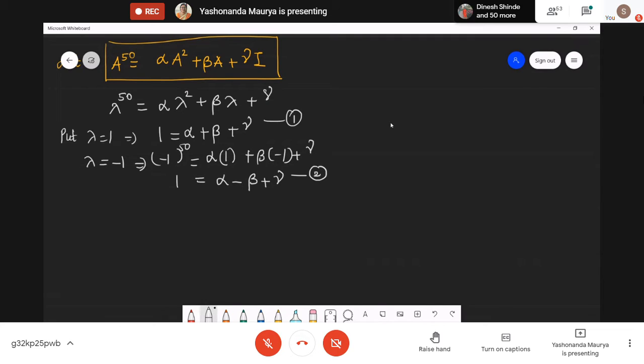So what we'll do is, suppose I'm calling this as A, not A, the matrix we have denoted by A. Let me call this as a statement, let me call this as third, equation number 3. So now we'll find the third equation. And how do we find the third equation? By differentiating this. So it will be 50 lambda raised to 49 is equal to 2 lambda into alpha plus beta.